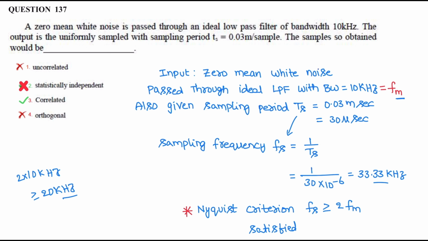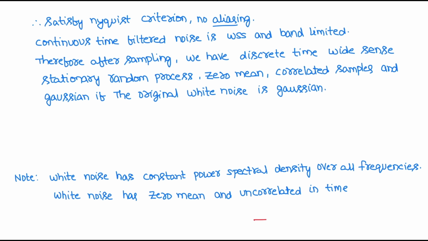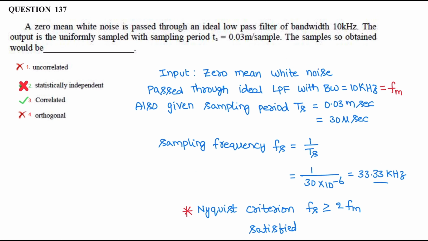If Nyquist criterion is satisfied, then there is no aliasing. The continuous time filtered noise is wide-sense stationary and band limited. Therefore after sampling we will have a discrete time wide-sense stationary random process with zero mean, correlated samples, and Gaussian if the original white noise is Gaussian. Therefore the correct answer is option 3. The samples are correlated with each other.